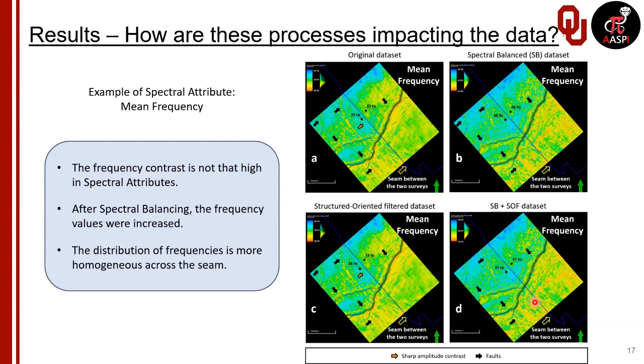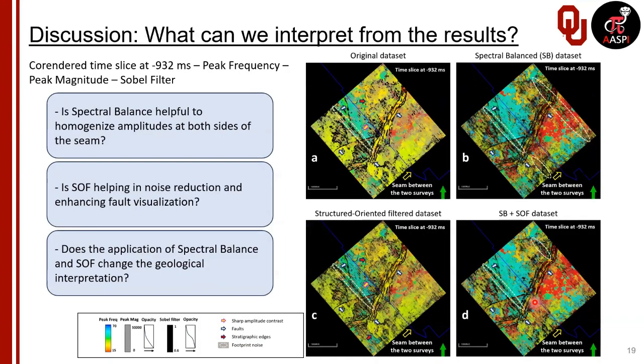After seeing all the results, let's see if these two methods are helping me improve my geological interpretation or reveal something that I wasn't able to see in the original data set. So here I am co-rendering three attributes: peak frequency, peak magnitude, and Sobel filter.